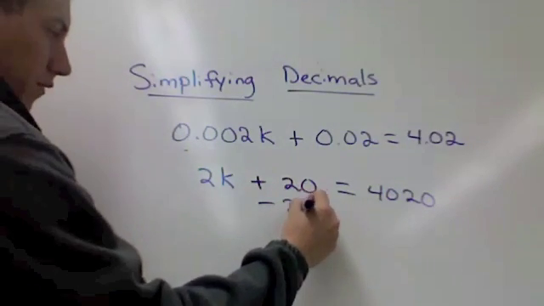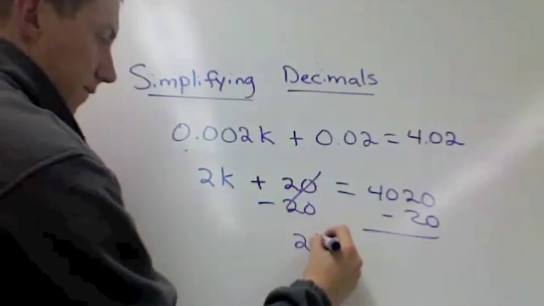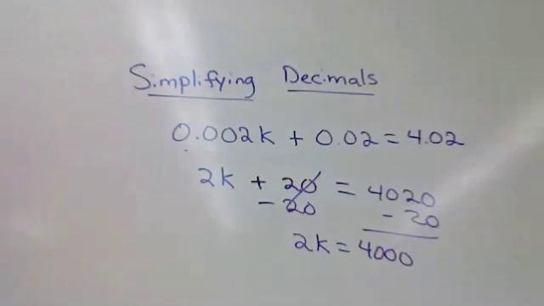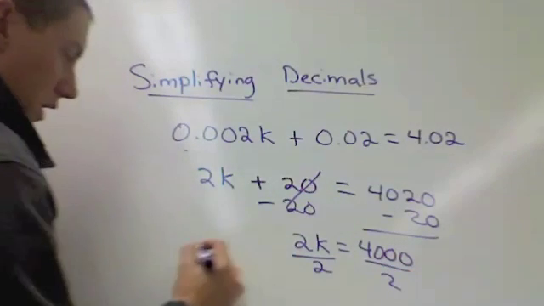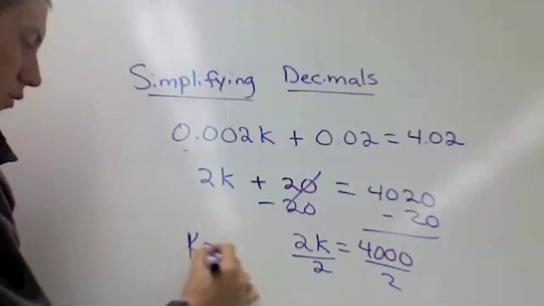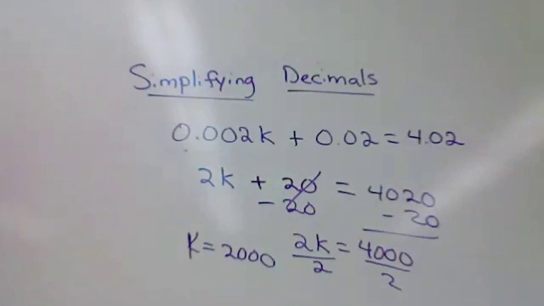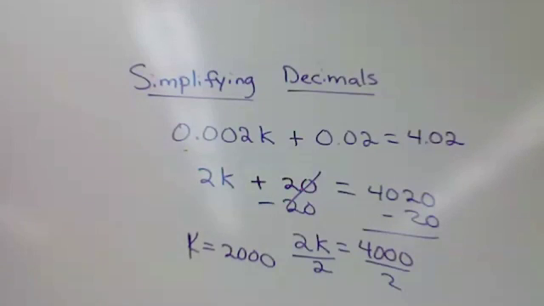So now we have our numbers a little bit more manageable. We can subtract 20 from both sides, and we're going to get 2k equals 4,000. Now that we've done that, we can divide both sides by 2, and we're going to get a final answer of k equals 2,000.